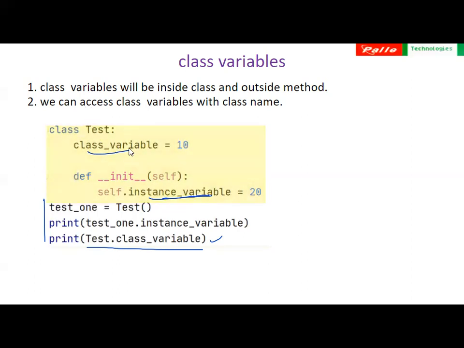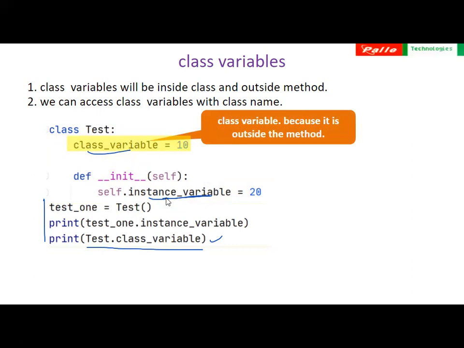Now the same thing you can see here. This is a constructor. Inside this constructor I have created a variable, and this variable is nothing but an instance variable. But what about this variable? This variable is nothing but a class variable, because it is outside the method and inside the class.